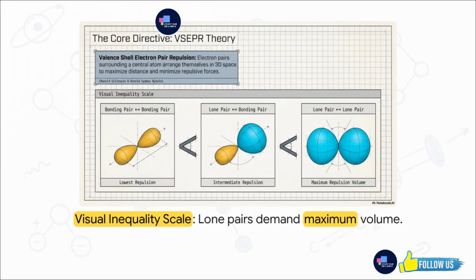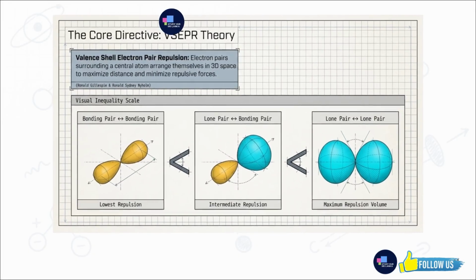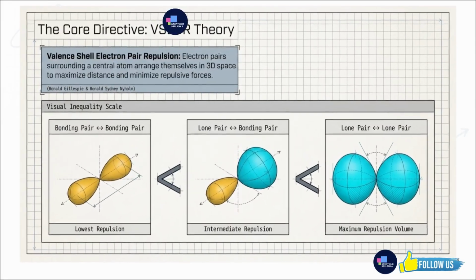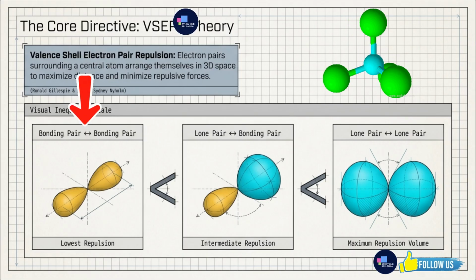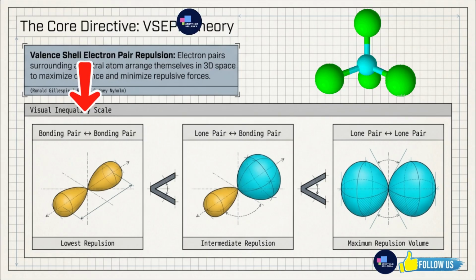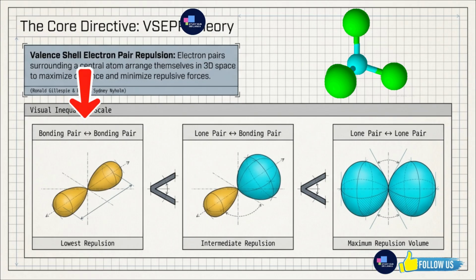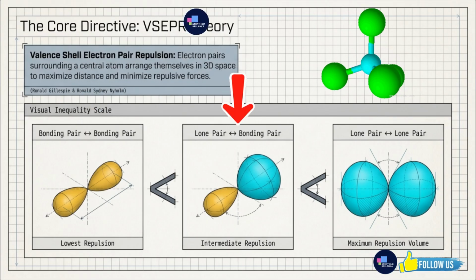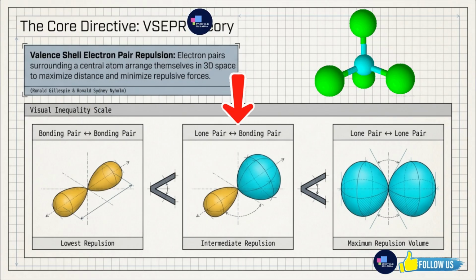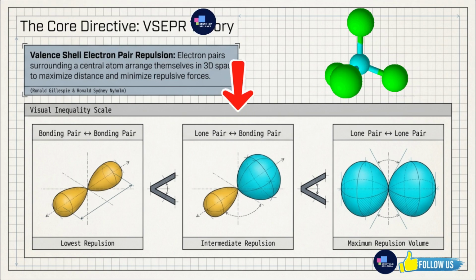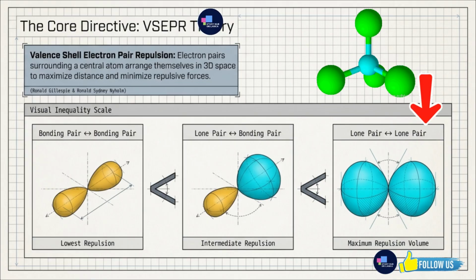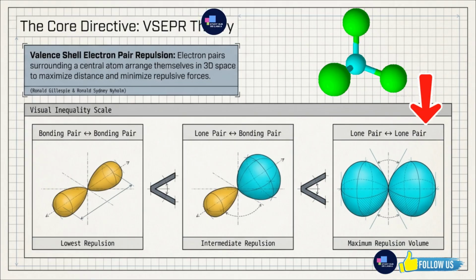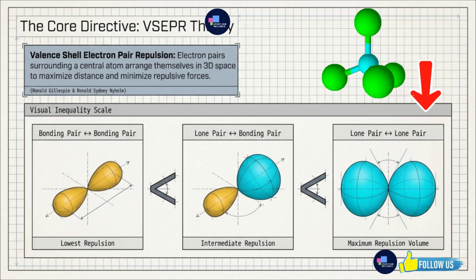But here is where it gets really interesting. You see, not all electron pairs take up the exact same amount of room. If you look at the visual inequality scale, you'll see a bonding pair interacting with another bonding pair. Now, because these electrons are stretched out tight between two nuclei, they actually take up less space, meaning they have the lowest repulsion. But look what happens with a lone pair. It's only pulled by one nucleus, so it just balloons out. It demands so much more spatial volume. Because of that, the repulsion between two lone pairs is the absolute maximum. This little inequality is literally the secret to everything we're going to discuss next.